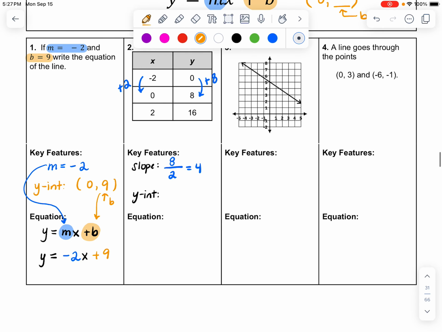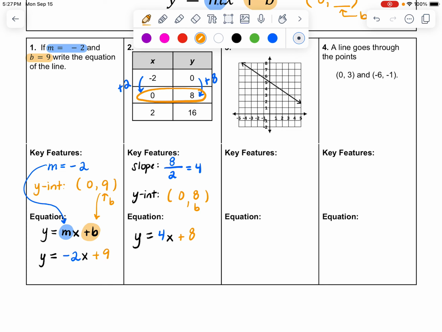The y-intercept is going to be the point where the x is 0 and the y is a number. In this table, that's the middle row. So my b is 8. Now I'm going to make my equation. y equals m, which I just figured out is 4, x plus b, so my b is 8.